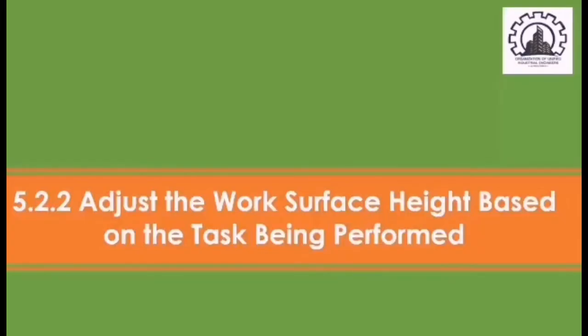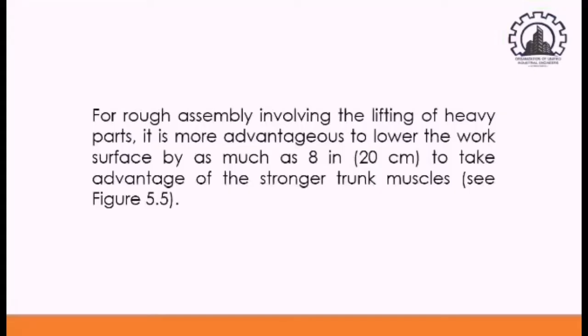For the second lesson, adjust the work surface height based on the task being performed. This means that your work surface height will be based on the task that you are doing. For rough assembly involving the lifting of heavy parts, it is more advantageous to lower the work surface by as much as 8 inches or 20 centimeters to take advantage of the stronger trunk muscles.